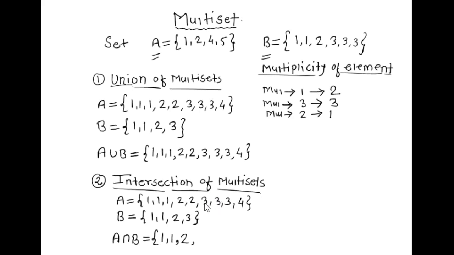Next is element 3. It appears thrice in set A and once in set B, and hence element 3 appears only once in A intersection B. Then what about element 4? It appears once in set A, whereas its occurrence is 0 in set B. Hence its minimum occurrence is 0 and we should not include it in the intersection.